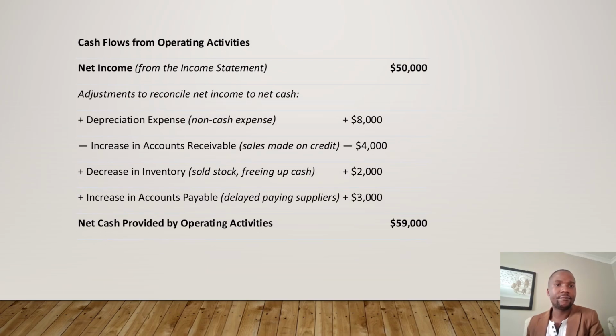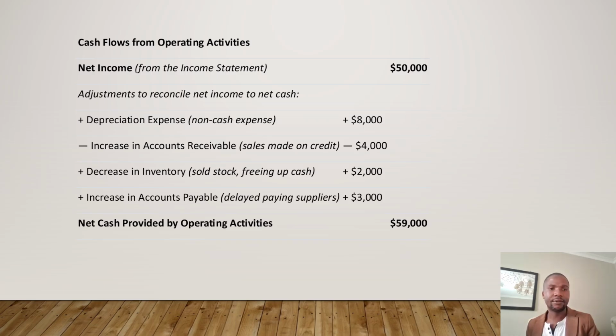Okay, let's start with the cash flows from operating activities. So in this case, we assume that our income statement was showing a net income or a profit of 50,000. But as we said, profit is not equal to cash. You can have cash which is greater than the profit recorded in the income statement, or vice versa. So let's look at what we have here for XYZ Corporation. So from the net income, we're going to adjust to reconcile net income to net cash.